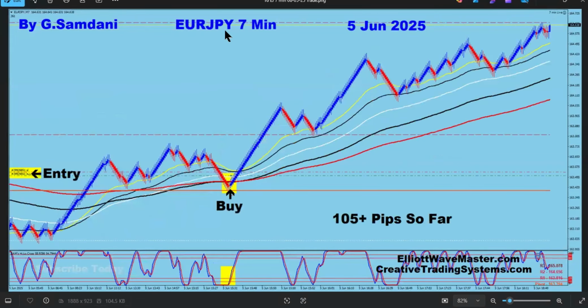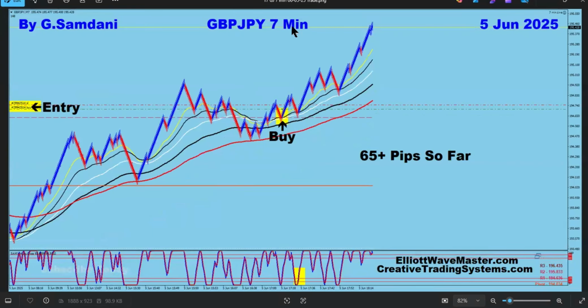This one, a Euro Yen 7-minute chart, beautiful entry by the book, buy orders right there, and it is for 105 pip. On the 5th, Pound Yen, again, I missed this one, but it was yellow, a little bit below the black. That's why I didn't open the trade.